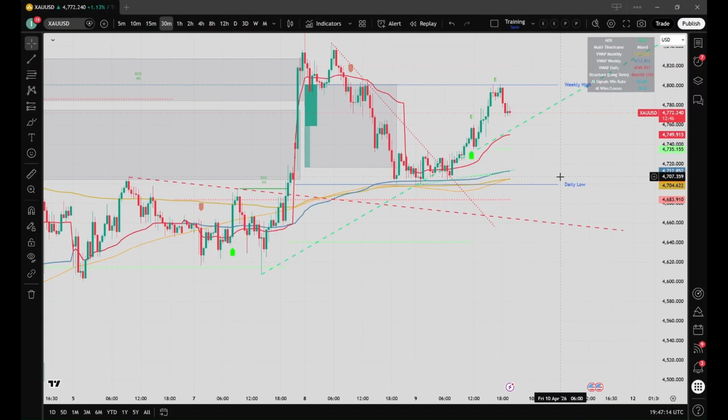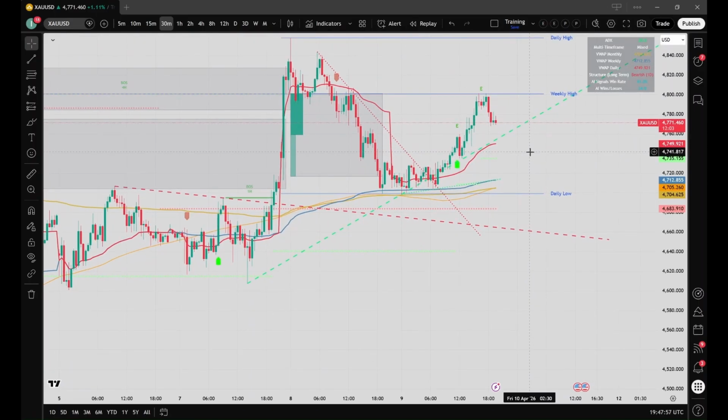VWAPs are basically used for context. They show you where price sits currently. So for example, price is sitting here relative to fair value across different periods. So it's not used as a signal, but as positioning information. And institutions love VWAPs. They actually leave those footprints behind. And the entire system of fair value, which this entire toolkit is based on, is an institutional fair value based toolkit. And the reason for that is because institutions only trade fair value.